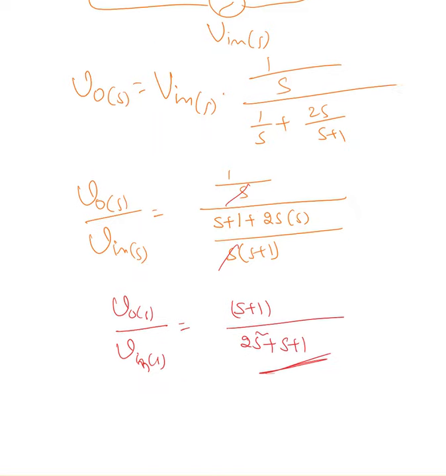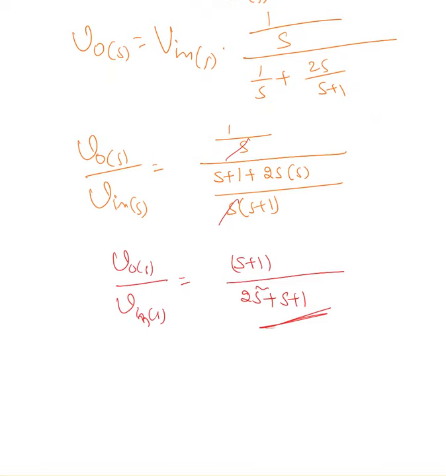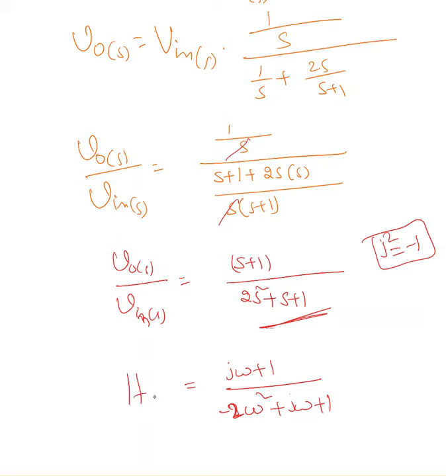Now you can substitute s equal to j omega. So j omega plus 1 over -2 omega square, because we know that j square is nothing but -1, plus j omega plus 1. This is H(j omega), the transfer function in j omega.